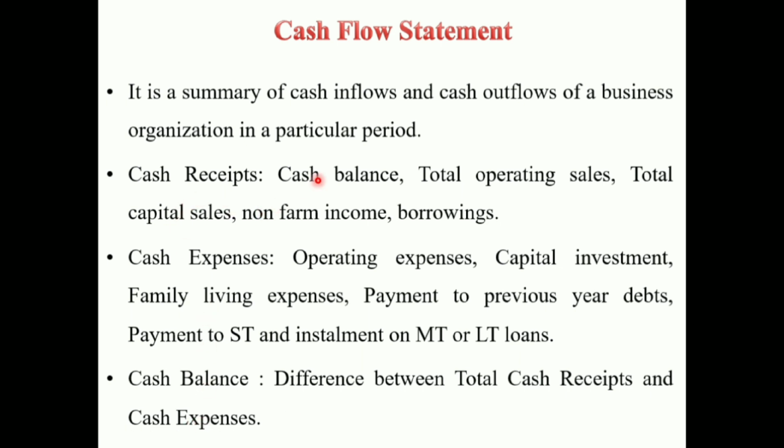Under cash receipt, cash balance means what? Cash balance is the surplus amount of the previous year. That we call a cash balance. Total operating sale is the return obtained from the sale of farm product and livestock or allied product. That we call a total operating sale. Total capital sale means sale of capital assets, for example, sale of milch animal. That comes under total capital sale.